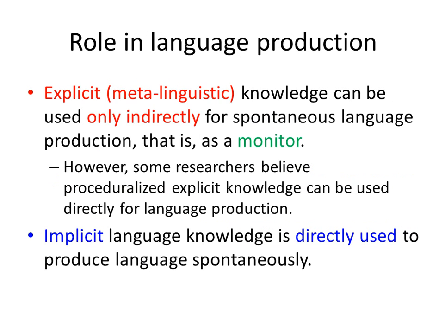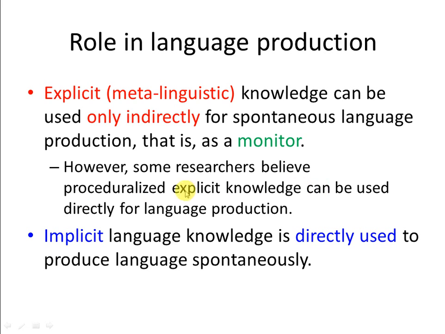And also these two types of knowledge differ in the roles they play in language production when we speak. Explicit or metalinguistic knowledge can be used only indirectly for spontaneous language production, and the role it plays is as a monitor. I will explain later what a monitor is. But some researchers believe proceduralized explicit knowledge can be used directly, not indirectly, for language production. I will also talk about this later, but please keep this in mind.